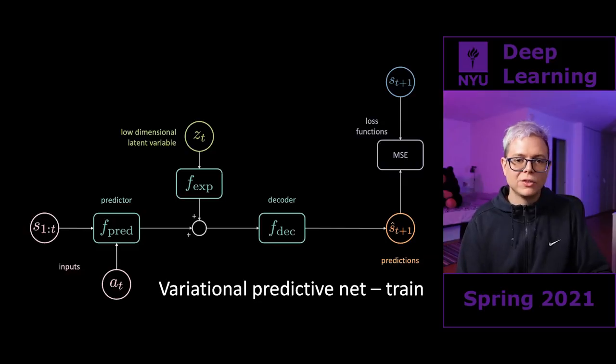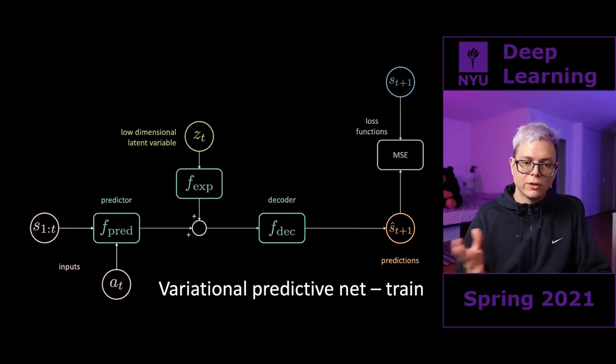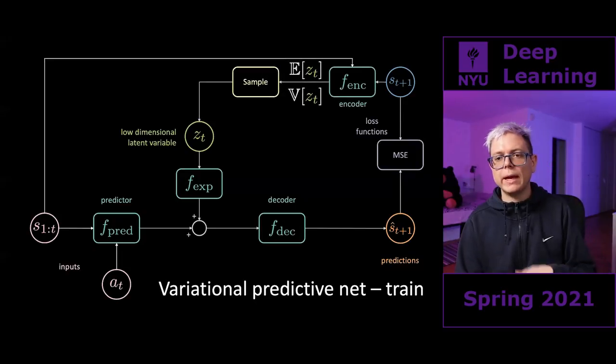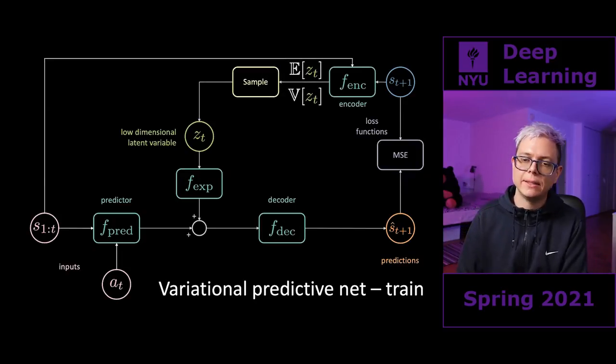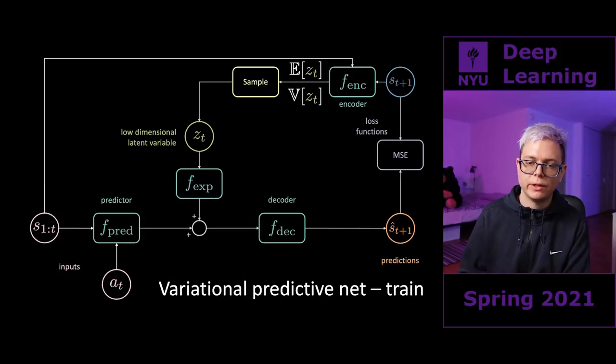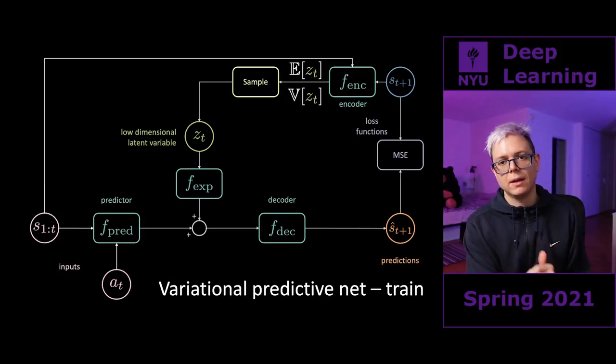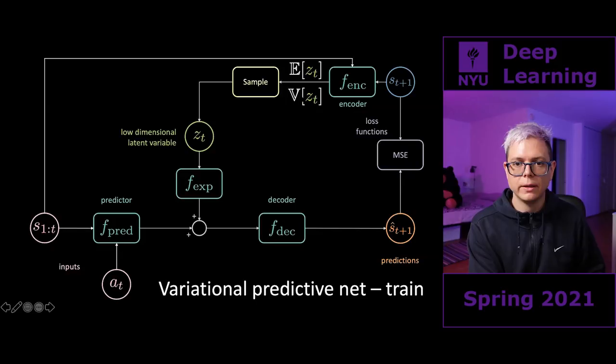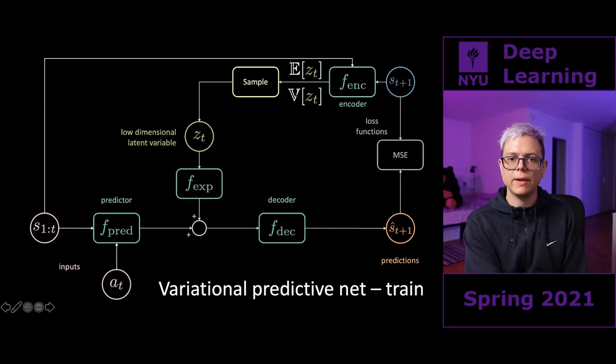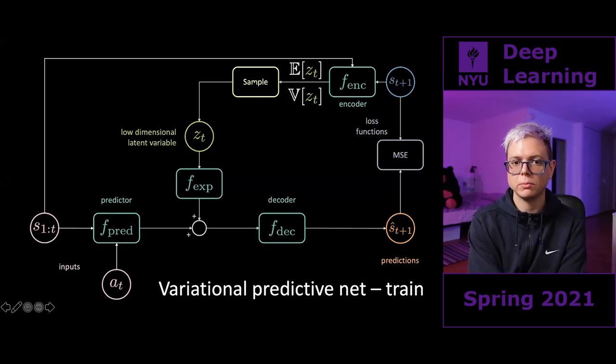So where do we get this latent Z_t? We saw a few lessons ago that we can use a variational approach. Here I'm going to encode my s_{t+1} with this encoder, which gives me the mu and sigma squared, the mean and the variance of this possible distribution of Z.